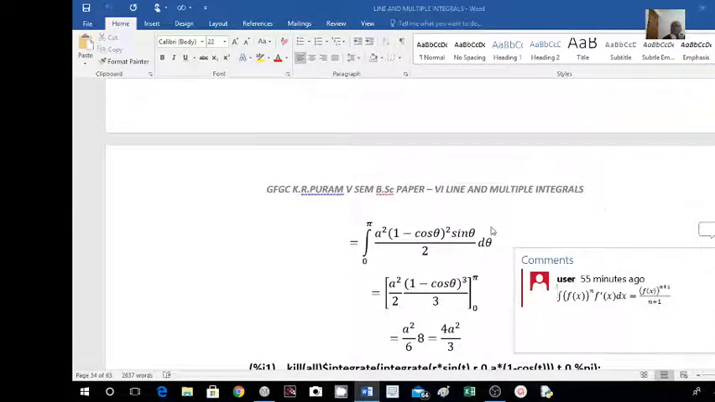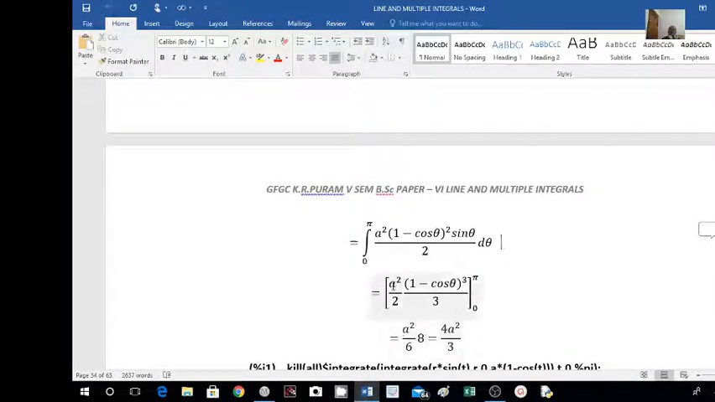This is nothing but substitution method. If I put 1 minus cos theta is equal to say some t, then this is nothing but our dt. This will become t square, t square into dt. T square integration is t cube by 3. So that is a square by 2, 1 minus cos theta whole cube by 3, between 0 and pi.